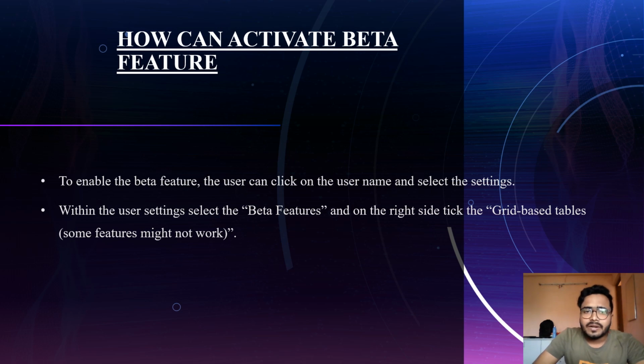How can you activate a beta feature? To enable the beta feature, the user can click on the username and select the settings. Within the user settings, select the beta features and on the right side tick the grid base table. So that is how to activate a beta feature.